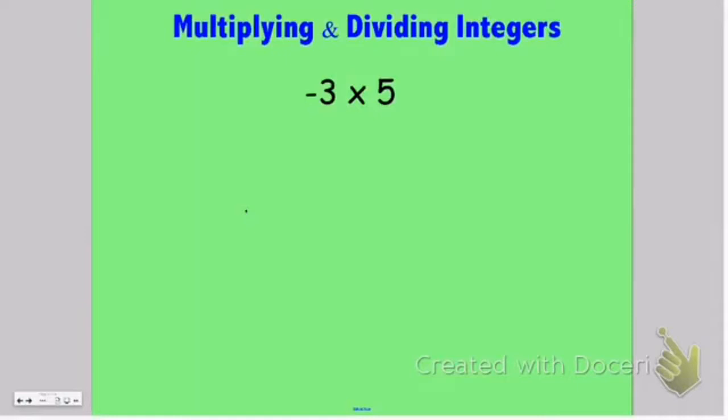The next problem we have is -3 times 5. We can also think of this as -3 groups of 5, but that sort of doesn't make sense. So an easier way to look at this, in my opinion, is to think of this as the opposite of 3 groups of 5.